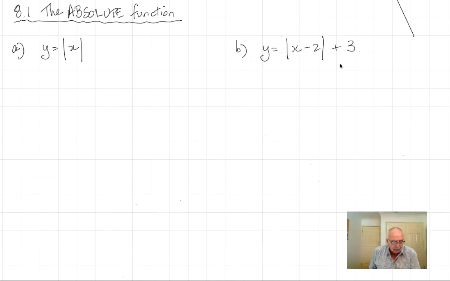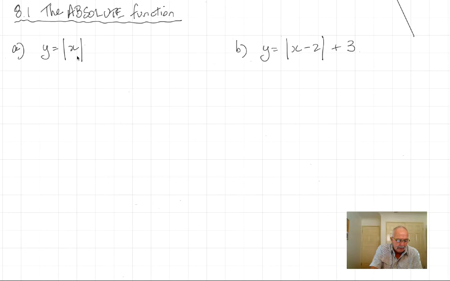We now introduce a function that's called the absolute function, and it's just a way of expressing how far away a point is from 0. So if we've got y equals the absolute value of x, and that's how we write it, just with straight lines on either side of the x, it just says how far away we are from the origin, or from 0.